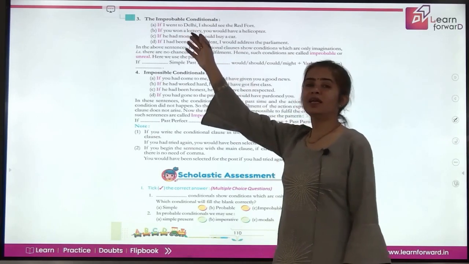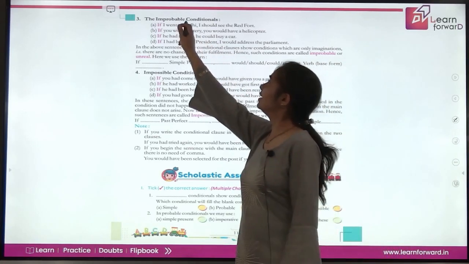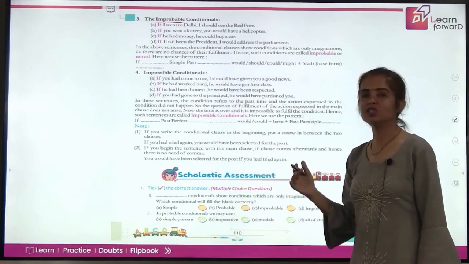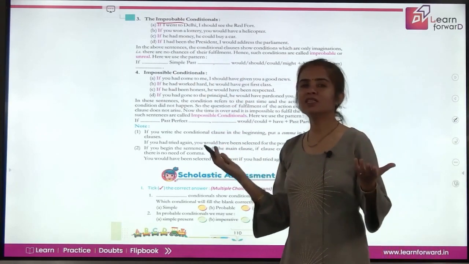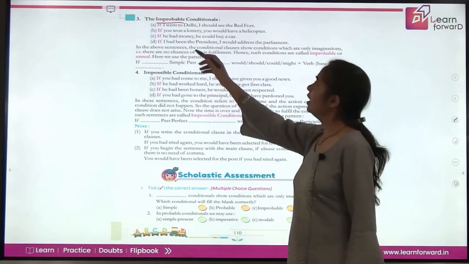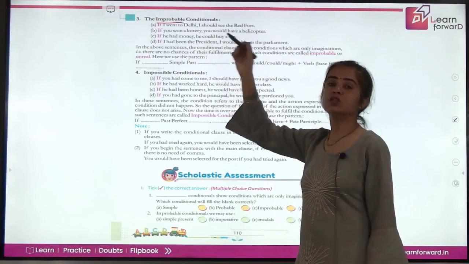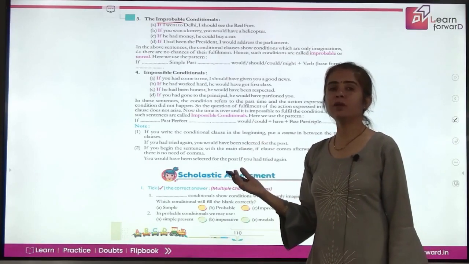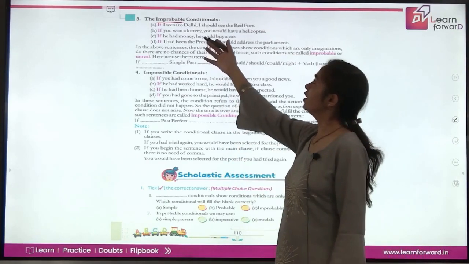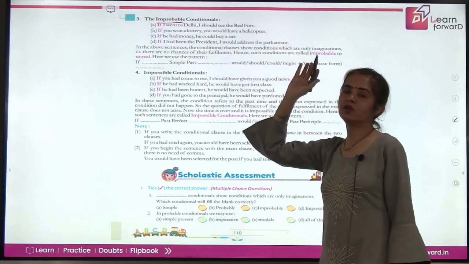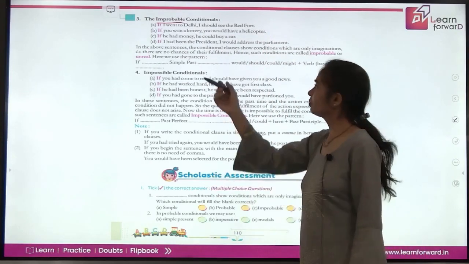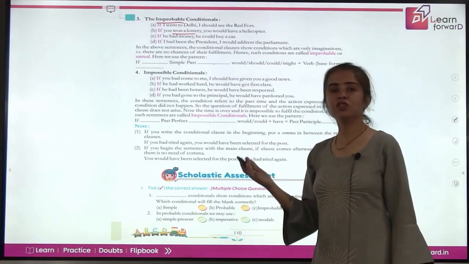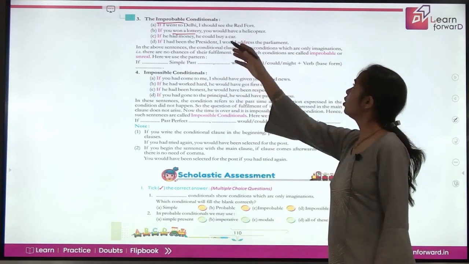Next is the improbable conditional. As the name suggests, improbable. That means it is just an imagination. It's not going to happen. You are just in an imaginary world. Like if I went to Delhi. So you are just thinking, you know you cannot go there. You will not be able to make it out there. But if I went to Delhi, I should see the Red Fort. Neither will I go nor will I see. If you won a lottery, so you are just putting a conditional which is not going to happen. There is no possibility of it.